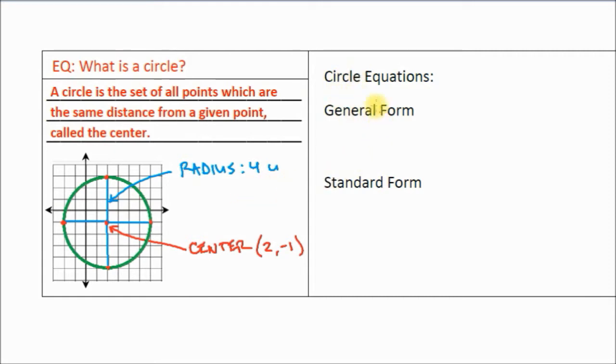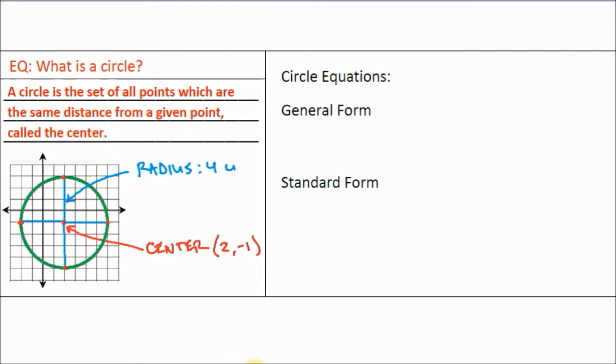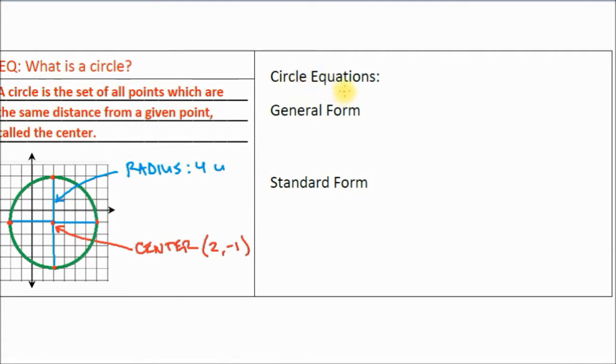Now, take a look at this right side. Circle equations. If you remember, class, a parabola, or a quadratic equation which makes a parabola, has one squared term. It is the x squared. But circle equations have x squared and y squared. They have both x squared and y squared.